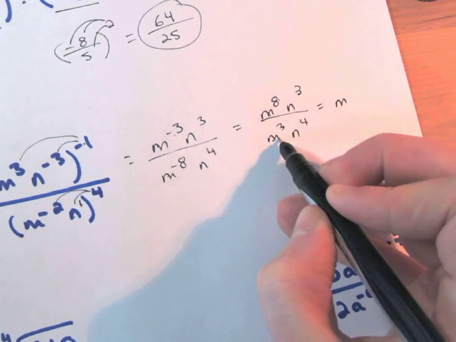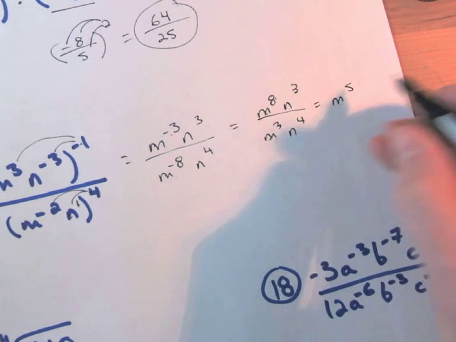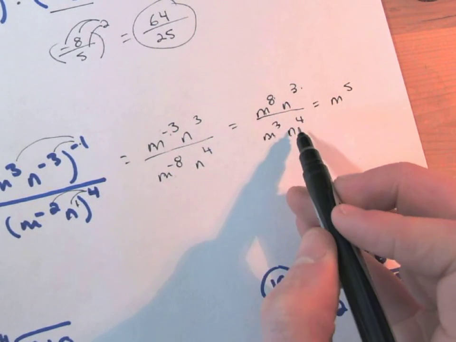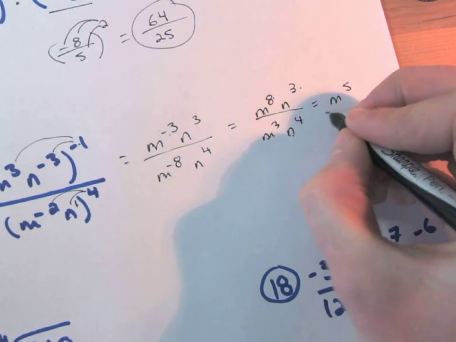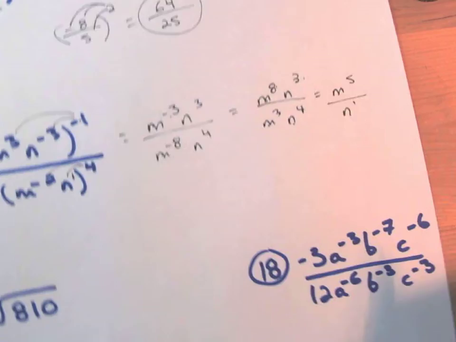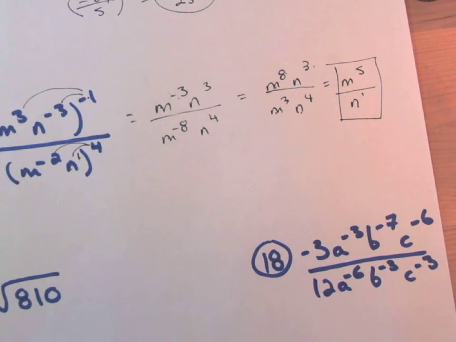Where does the m go? It goes with the bigger number. 8's the bigger number, so we'll put the m on the top. Okay, here we'll go 4 minus 3, and since the 4 is the bigger number and it's on the bottom, we're going to put the result on the bottom. 4 minus 3 is 1, so it's going to be n to the power 1. So that's our answer there. Okay.